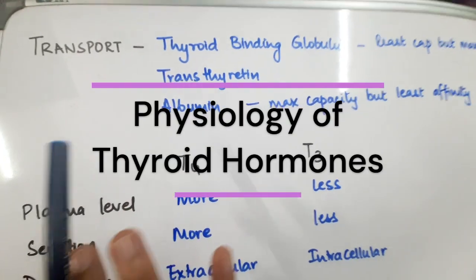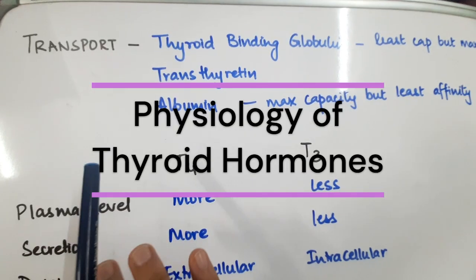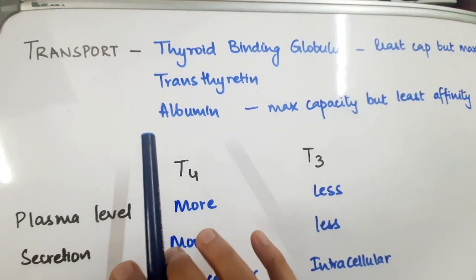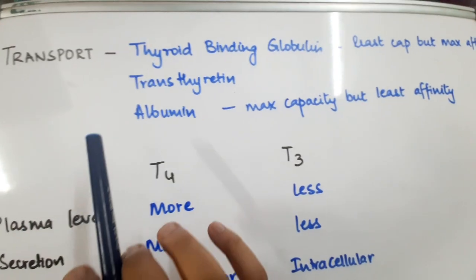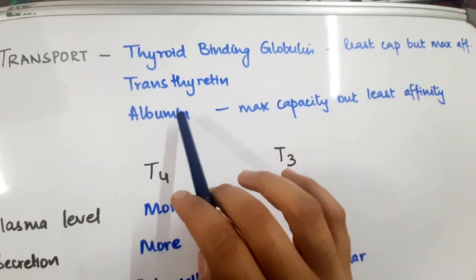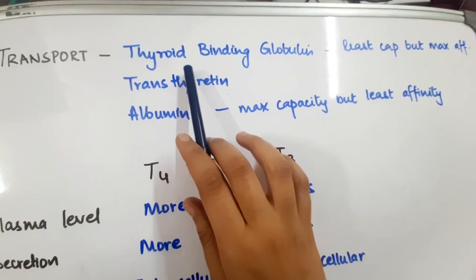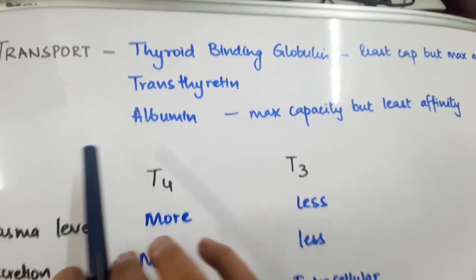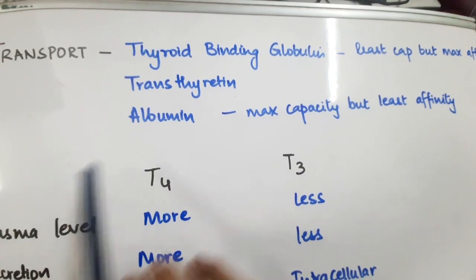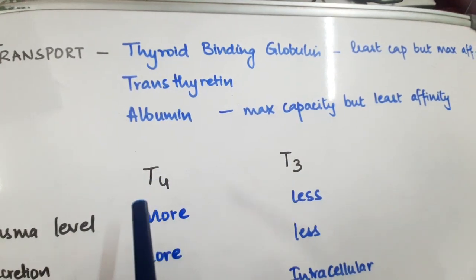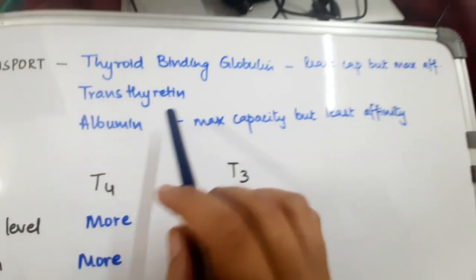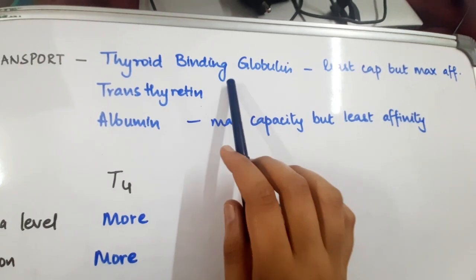Now the thyroid hormones, once they are synthesized, T3 and T4, they have to be transported in the blood from the thyroid gland to the target cell, and that happens by three proteins. First is thyroid binding globulin, second is transthyretin, third is albumin. These are the three proteins that are involved in the transport of thyroid hormones.